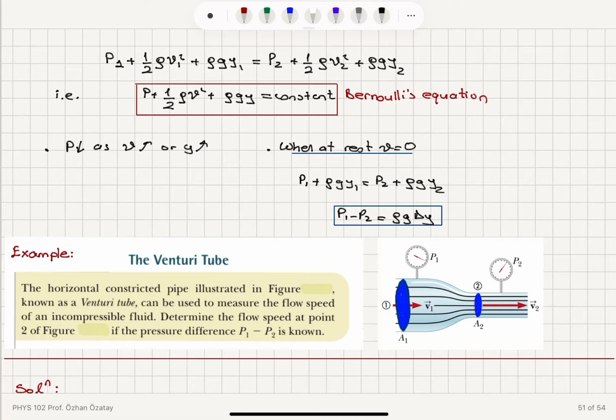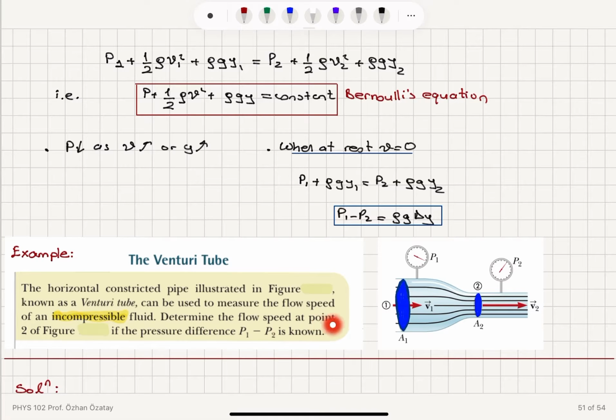Now let's see some examples. The Venturi tube. The horizontal constricted pipe illustrated in the figure is known as a Venturi tube, and can be used to measure the flow speed of an incompressible fluid. Remember, incompressible means we have a constant density. All right? So density doesn't change.